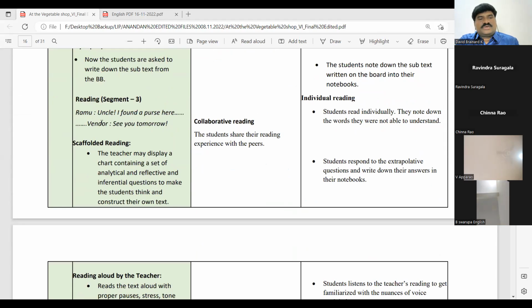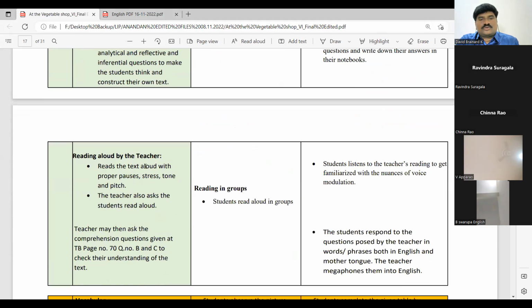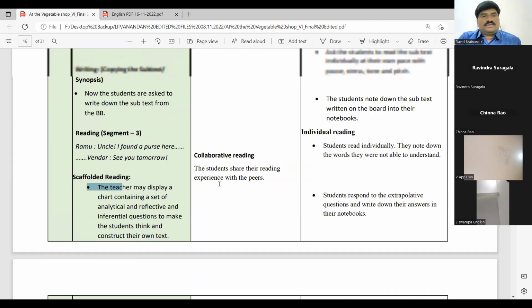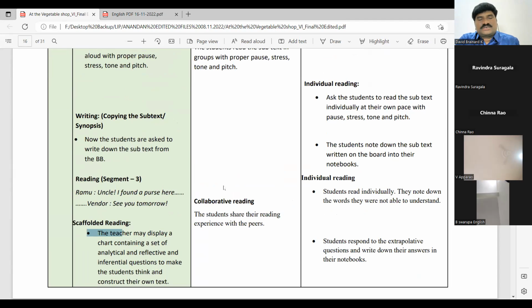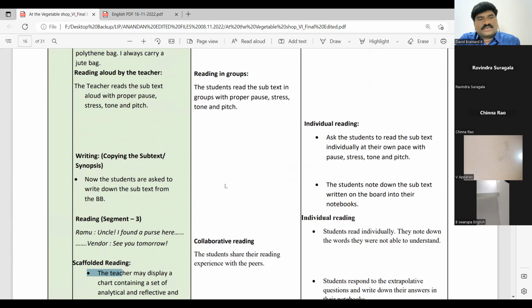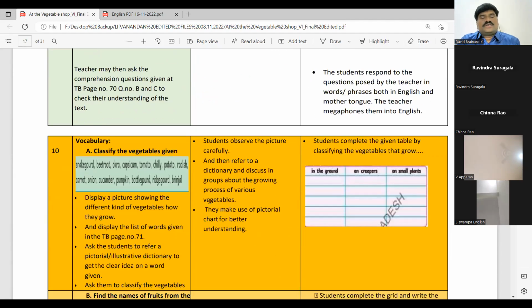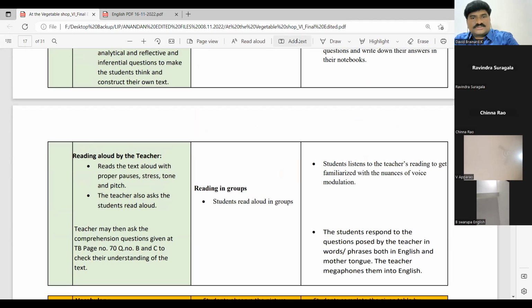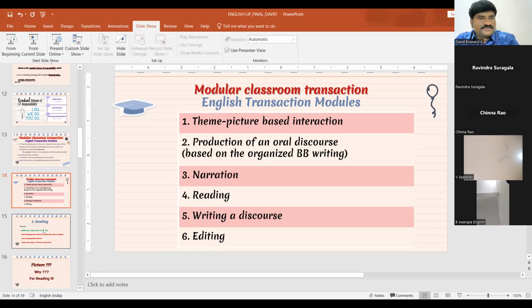After that, there will be reading segment three that will be read out by the student individually, and then collaborative reading happens, and then scaffolded, finally reading aloud by the teacher. So this is how the reading segment should be transacted. So the new thing that has come up is that a picture before every segment that we transact should be properly selected and properly transacted in the class before the text. And after that, we have vocabulary. Before that, let us see the process in brief.